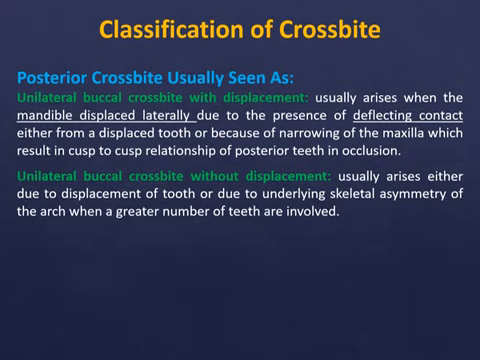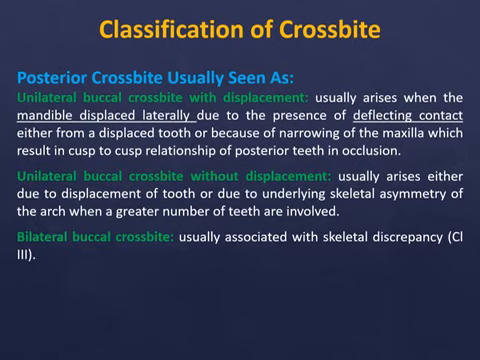Or it could be seen as unilateral buccal crossbite without displacement. It usually arises either due to displacement of a tooth, or it could be due to underlying skeletal asymmetry of the dental arches. When a greater number of teeth are involved, usually this is due to skeletal problem, and when a small number of teeth are involved, this could be due to displacement of a tooth or teeth.